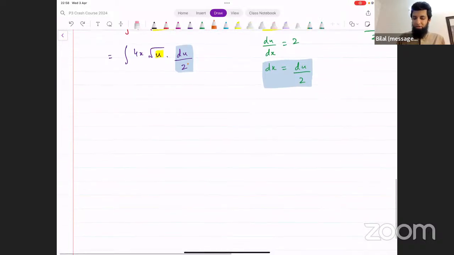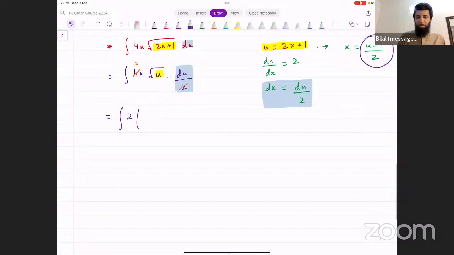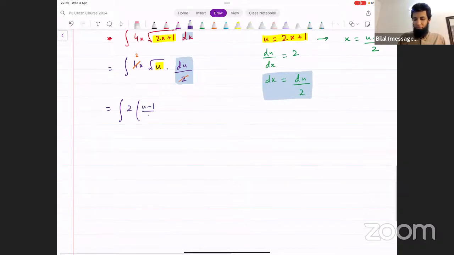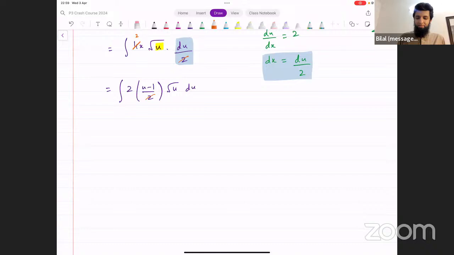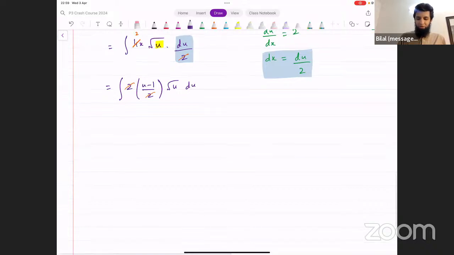Okay, now let's try that. Now this 2 and this 4 get cancelled. We have 2 left here. And then we can say integral of 2. In place of x, we can input this u minus 1 over 2 into square root of u into du. And now 2 and 2 get cancelled as well. And this is what we are left with, integral of u minus 1 into u raised to power 1 over 2 du. And now we've got everything converted to u.